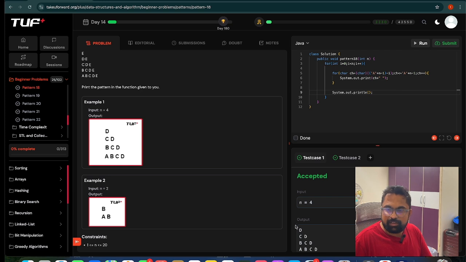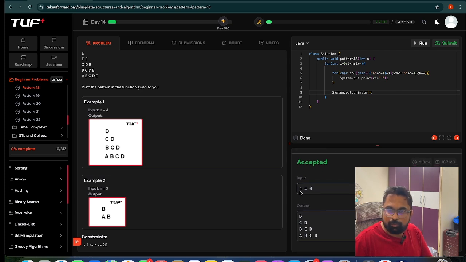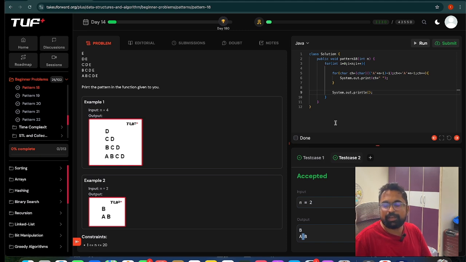Yes, it is accepted. It is giving you the output D D D, and the second case is n equal to 2, and the output we are getting. Here the time complexity is two nested for loops, O of n squared, and space is O of 1 as usual because we are not using any extra variable.